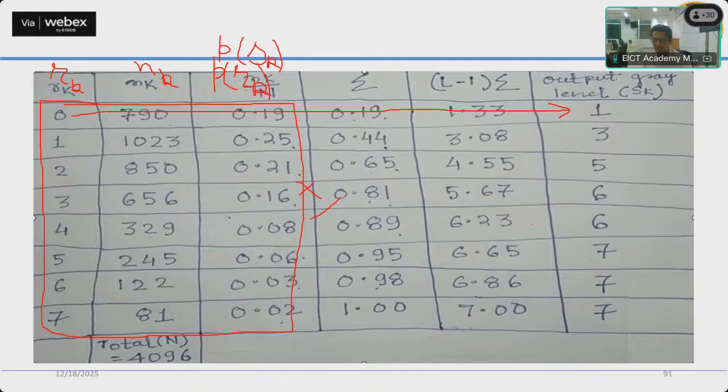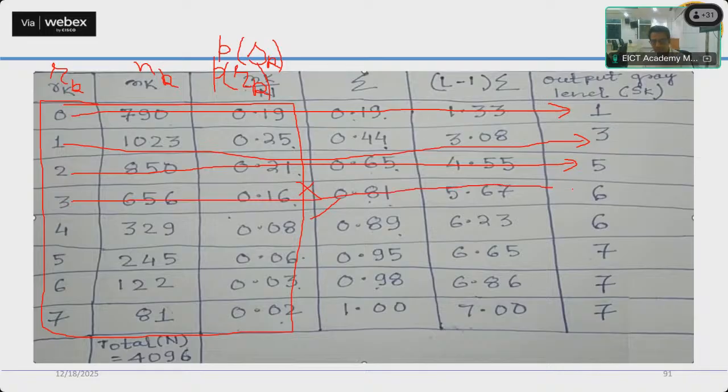5.67 goes to 6. 6.23 goes to 6. 6.65 goes to 7. 6.86 goes to 7. And that is also 7. So the new transformed value Sk for 0 is 1. For 1, it is 3. For 2, it is 5. For 3, it is 6. For 4, it is 6. For 5, it is 7.